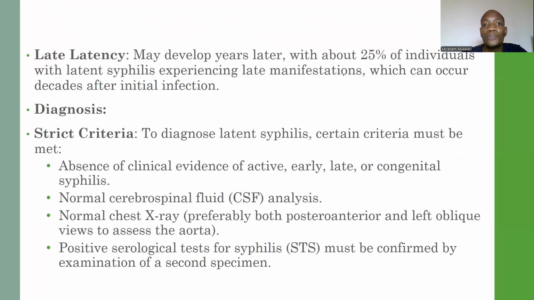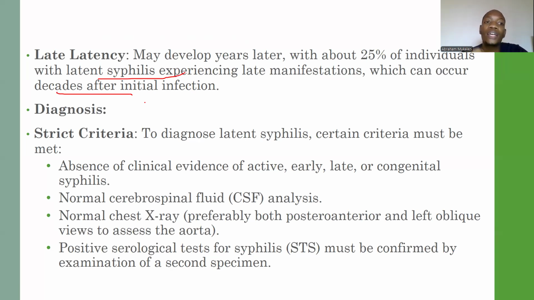Then late latency is the one which occurs after 2 years. About 25% of individuals with latent syphilis experience late manifestations, which can occur even decades after the infection. We've seen that latency can go as long as 3 decades, those are 30 years.